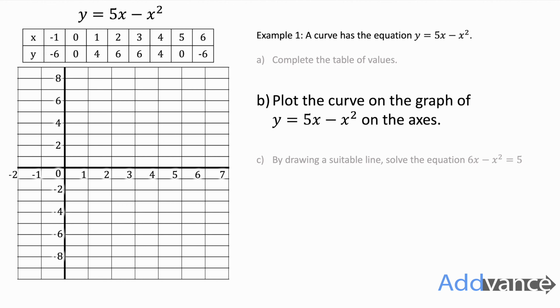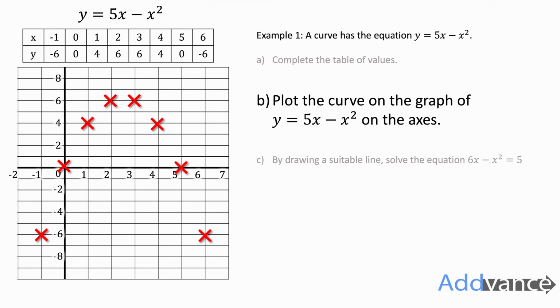Now we've done that, we're asked to plot the curve of y equals 5x minus x squared on the axis. So here we're going to start plotting the coordinates. We're going to start with minus 1, minus 6: minus 1 across, minus 6 up, like that. Then 0, 0, then 1, 4. These are just the coordinates from the table. We are plotting just like this. It's the exact values we got from the table. For example, the last coordinate is 6, minus 6. That's x is 6, y is minus 6, and that's from the last column of the table of values.